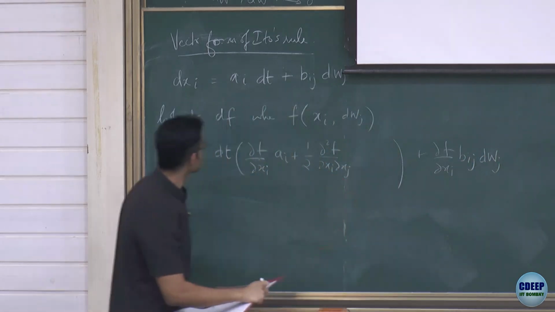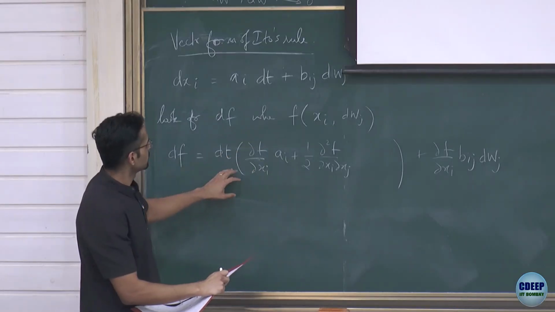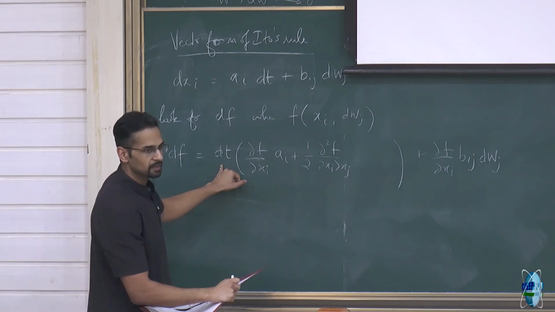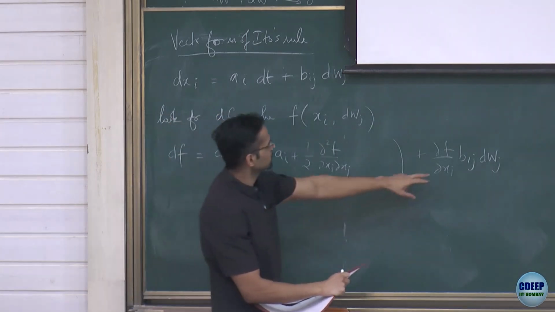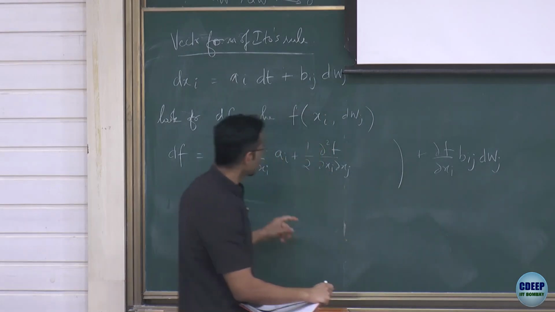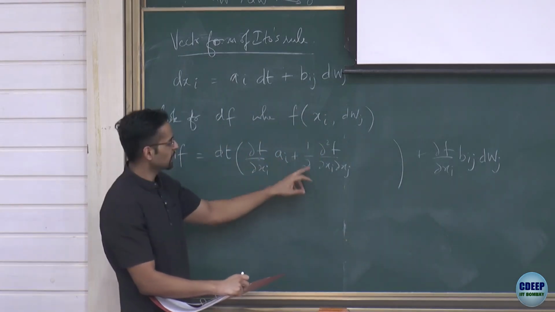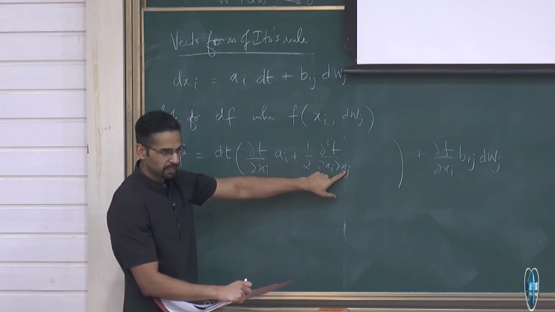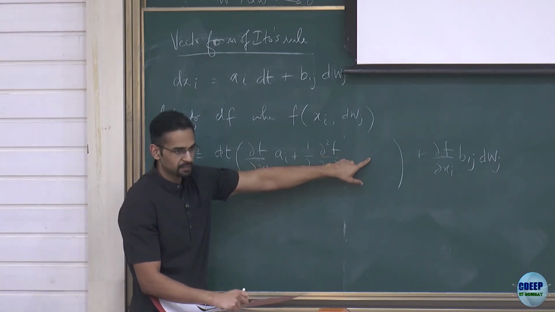Right, so when I do Taylor series, I'll have ∂f/∂xi dxi. That will give me an ai dt. The other part of dxi will give me a bij dwj. Now, when I come to the second order term, I'll have half ∂²f/∂xi∂xj times dxi dxj.